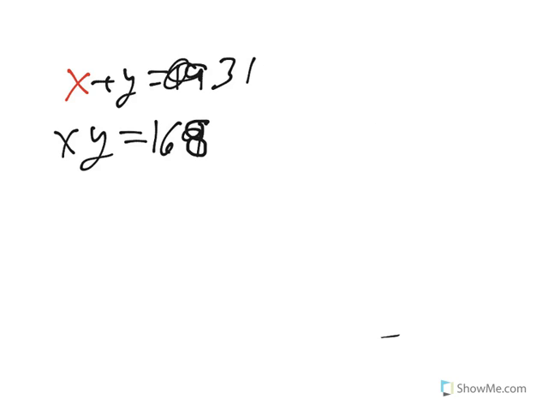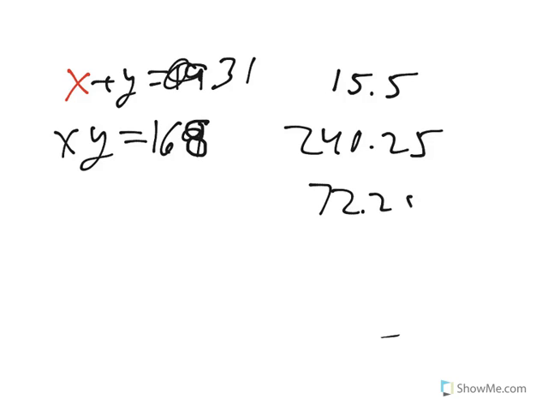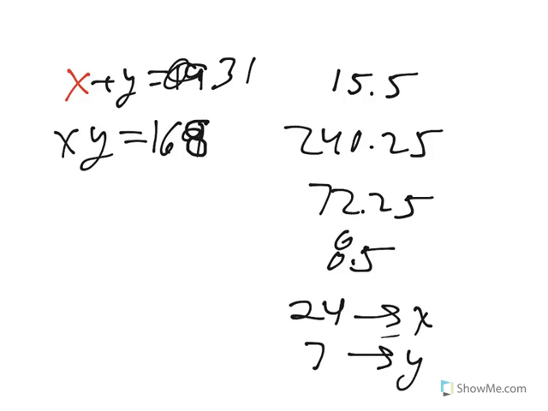So, half of 31 is 15.5. 15.5 squared is 240.25. Take away 168 and get 72.25. The square root of 72.25 is 8.5. 15.5 plus 8.5 is 24. 15.5 minus 8.5 is 7. This is the answer for x and y.